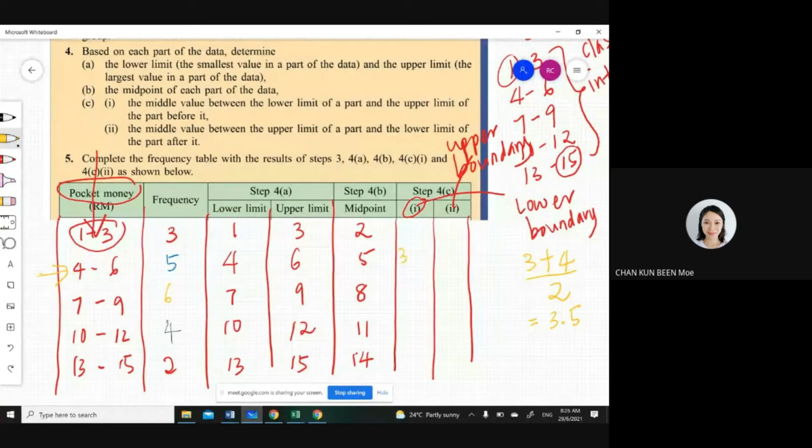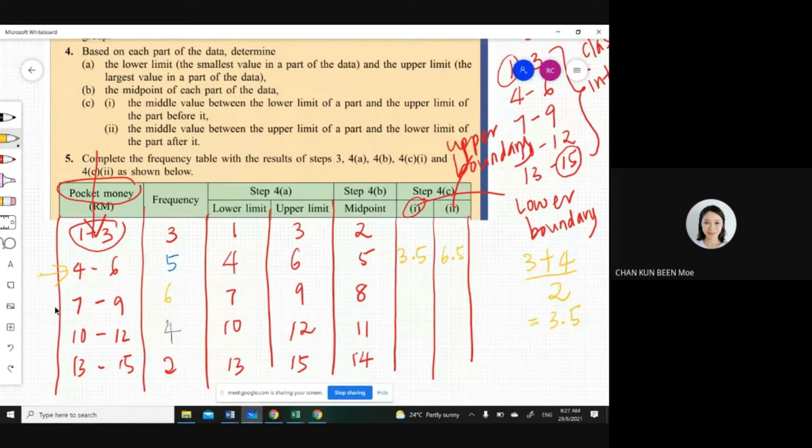So I'm going to fill this in here. 3.5 is the lower boundary. So you can see some similarity later on. How about the upper boundary? The upper boundary will be the upper limit of the class, 6, plus the lower limit of the class after it, 7. After you add, you divide by 2. So 6 plus 7 is 13. 13 divided by 2 is 6.5. So you can see actually the lower boundary is just 0.5 before number 4, and for the upper boundary, since the upper limit is 6, you just have to add another 0.5.